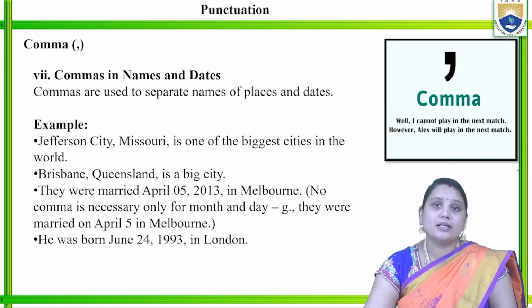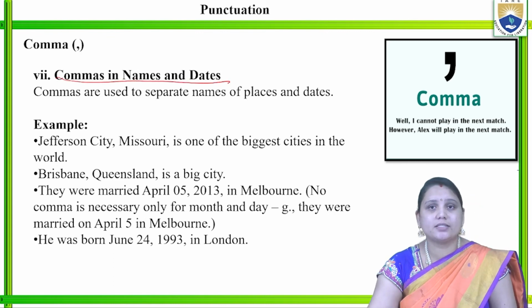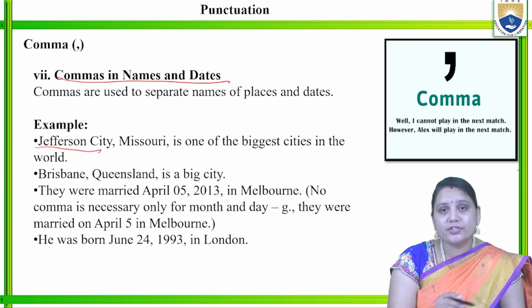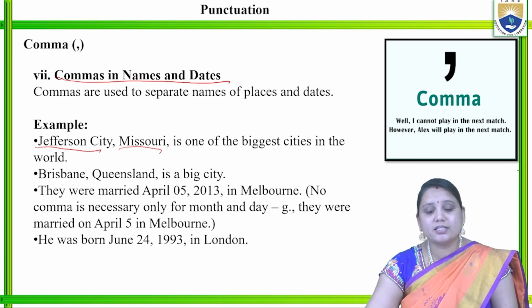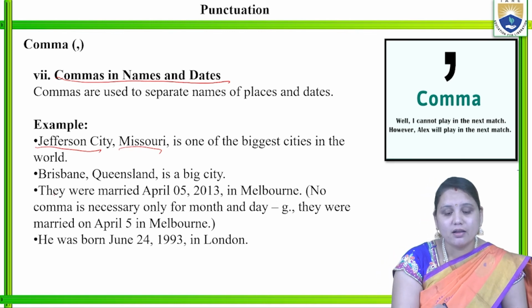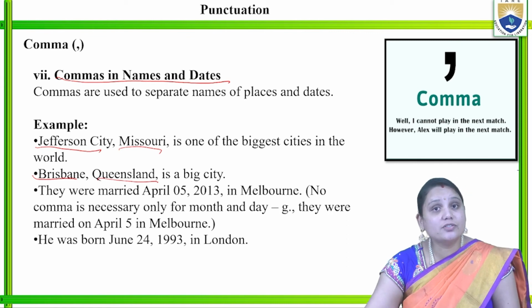in the way of understanding it to others. Now, commas in names and dates. We generally use commas in names and dates. Now, let us see it. Jefferson, Missouri is one of the biggest cities in the world. In the names of the cities, places. Brisbane, Queensland is a big city.